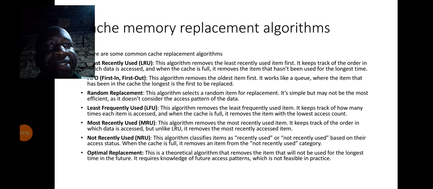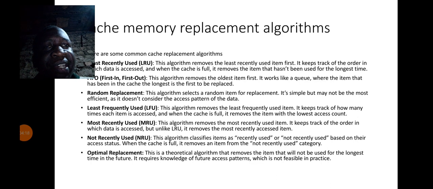The fifth one is most recently used. This algorithm removes the most recently used item. It keeps track of the order in which data is accessed, but unlike the least recently used, it removes the most recently accessed item.